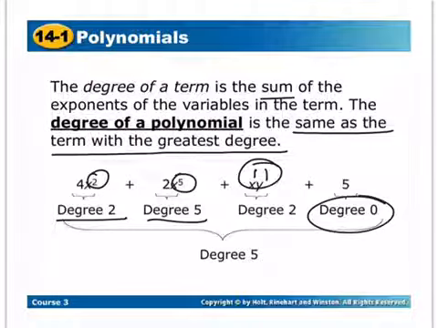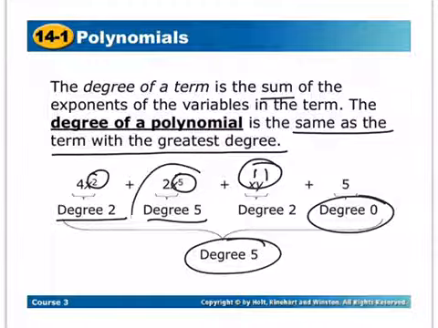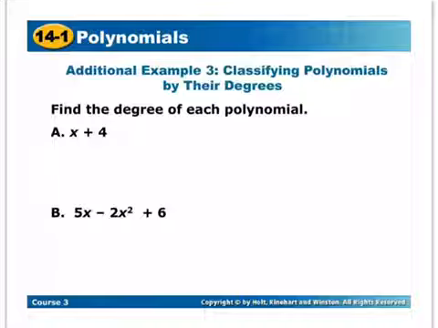That's the only anomaly. So if we look at this polynomial, because anything after 3 terms we just call a polynomial, it would be the 5th degree because the largest one is 5. So let's see if you can figure some out. It says find the degree of each polynomial. So what you do is you take each term and you find its degree. And remember, the degree is determined by the sum of the exponents.